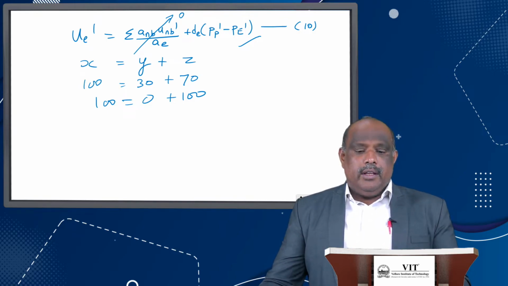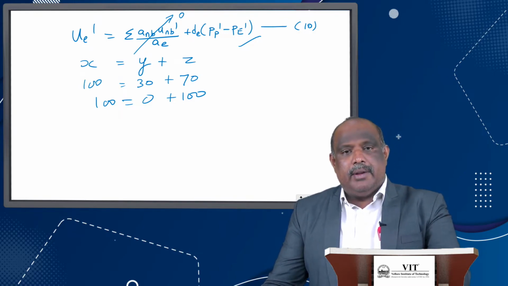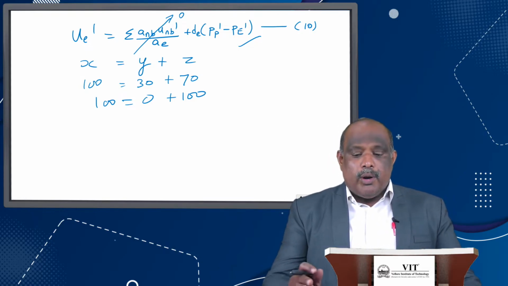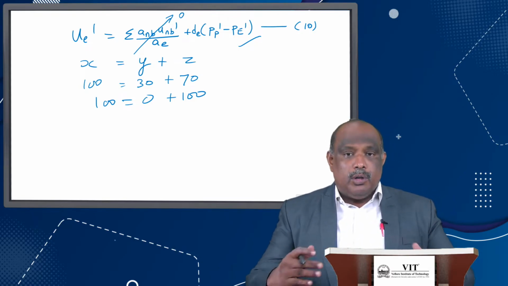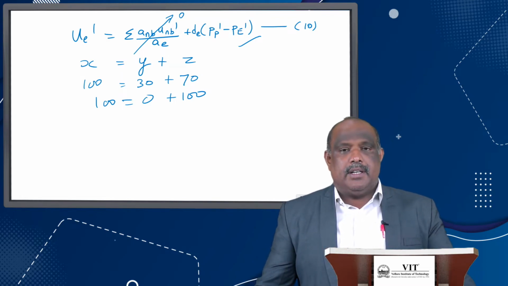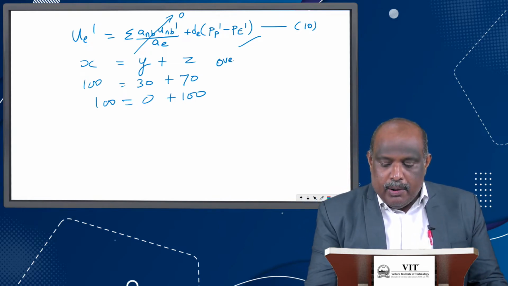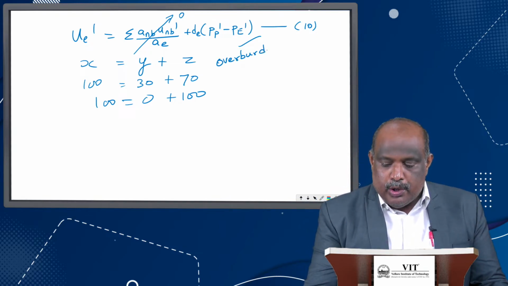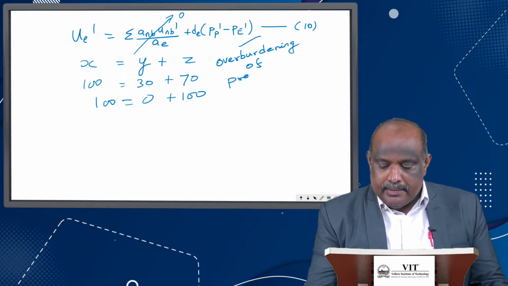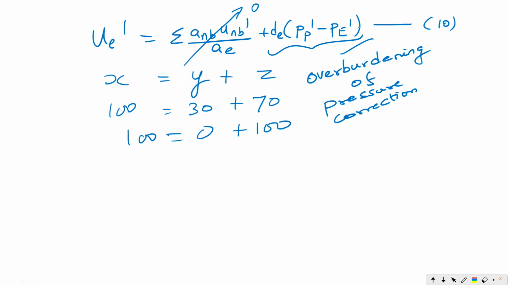Now what you are doing, when you make the velocity correction of the neighboring nodes 0, is overburdening the pressure correction term. You are giving more load to the pressure correction term. This particular phenomenon is called overburdening of the pressure correction. I hope you got the meaning of why it is called overburdening of pressure correction terms. When I make it 0, it is called overburdening. But there is an advantage also. We will come to that point later.